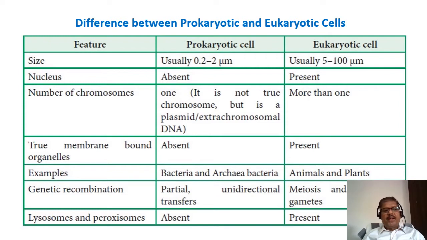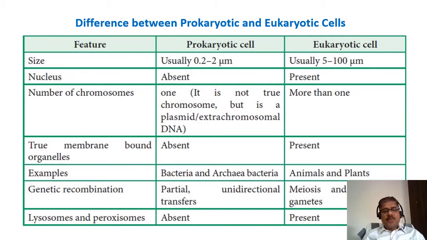True membrane-bound organelles are absent in prokaryotes, whereas they are present in eukaryotes. Bacteria and archaea are examples of prokaryotes. Animals and plants are examples of eukaryotic cells. With respect to genetic recombination, partial, unidirectional transfer takes place in the prokaryotic cell, whereas in the eukaryotic cell, meiosis and fusion of gametes take place.